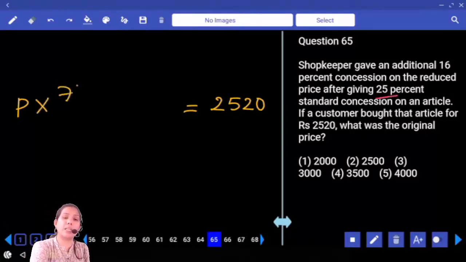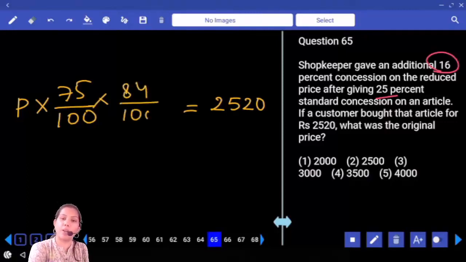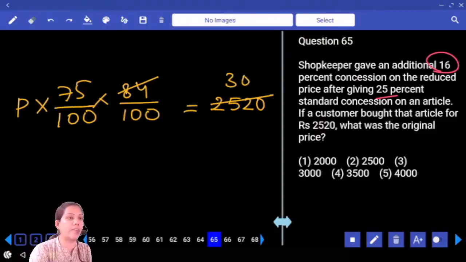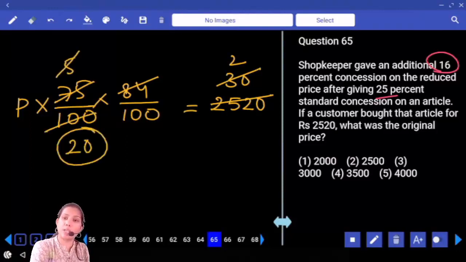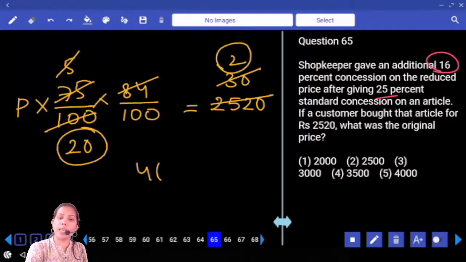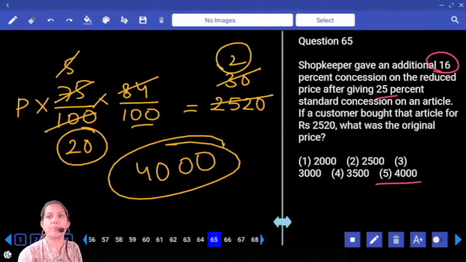First time he gives how much discount? 25% discount means what is selling price? 75%. And second time, what is the discount percentage? 16. Then selling price is equal to 84/100. Okay. 84 exactly 30 times. 84 threes are 252. 15 table 2 times and 15 table 5 times. 5 exactly 20 times. What is 20 into 2? 40 and double 0. So answer is equal to 4000. That is fifth option. 4000, fifth option. Okay? Thank you.